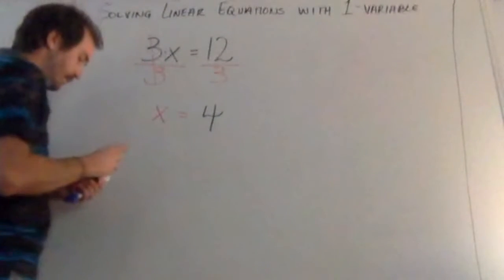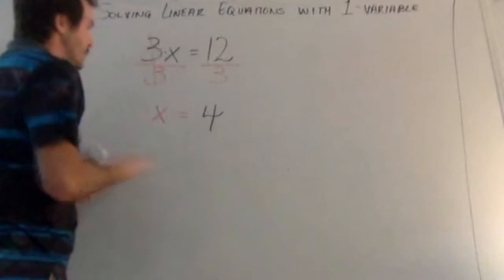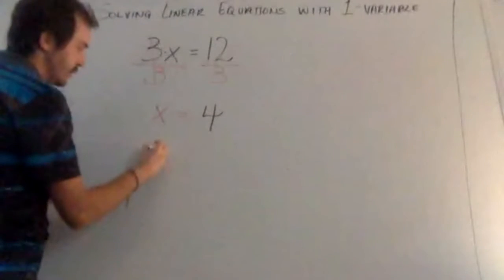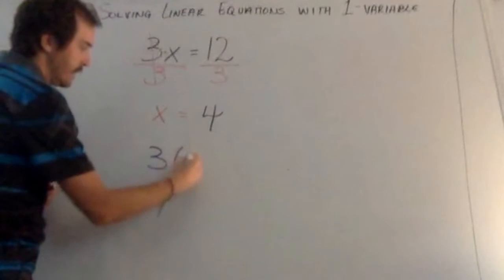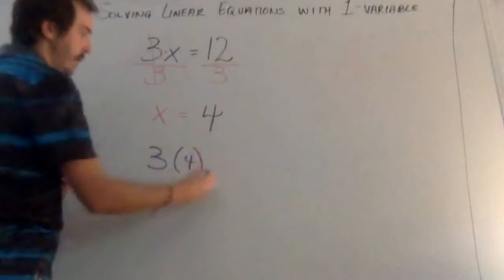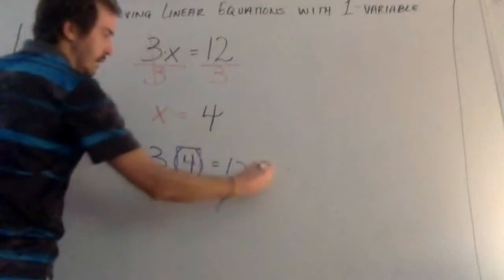So again, let me check. I can substitute 4 for x in my original equation. So I have 3 times 4. Does that equal 12? Yes, it does.